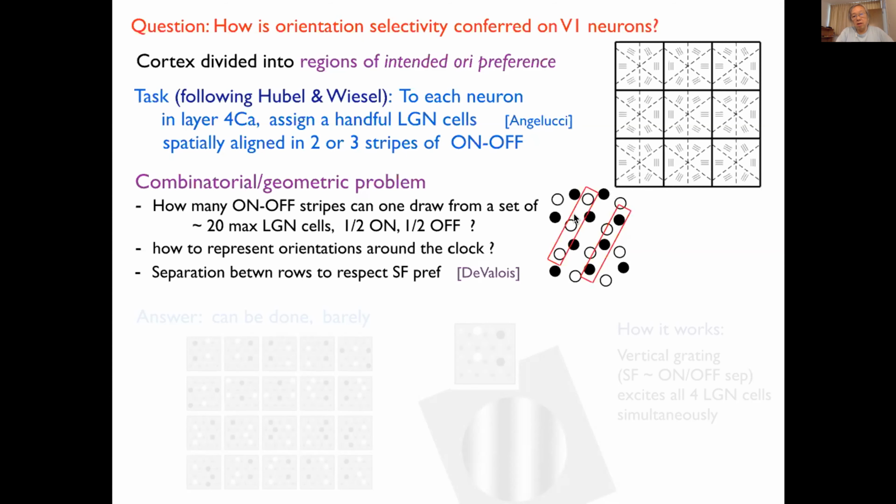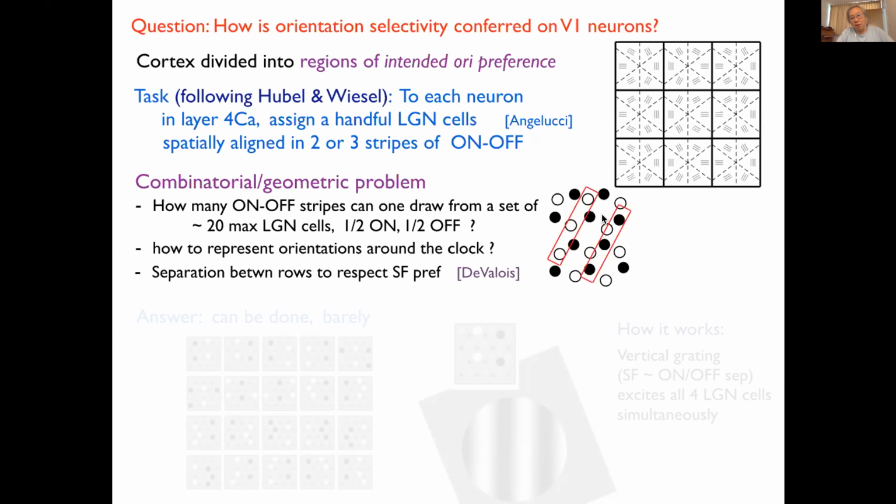These unfilled and filled circles represent on and off LGN cells, and this is a row of on and this is a row of off. Hubel and Wiesel say that cortex gets orientation selectivity by connecting to these rows of on and off cells. Now the moment we start to do this, a combinatorial geometric problem comes up: since you can't reach very far, roughly this many, how many on-off stripes can one draw from a set of about 15 to 20 LGN cells, half on, half off?